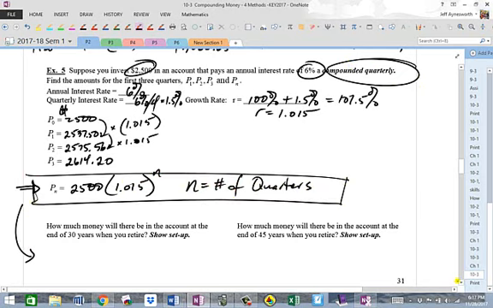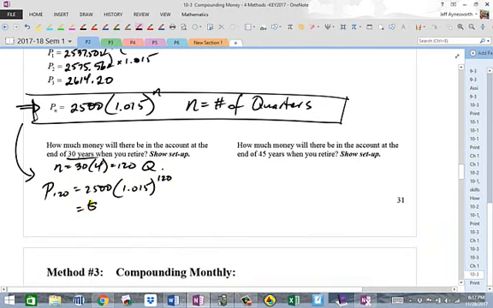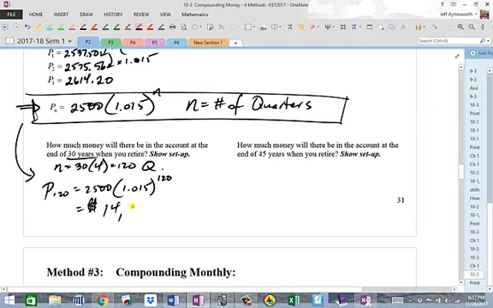So in 30 years, you have to figure out n first. 30 times 4 is 120 quarters. So P sub 120 would be 2,500 times 1.015 to the 120th power. So you get $14,923.31.